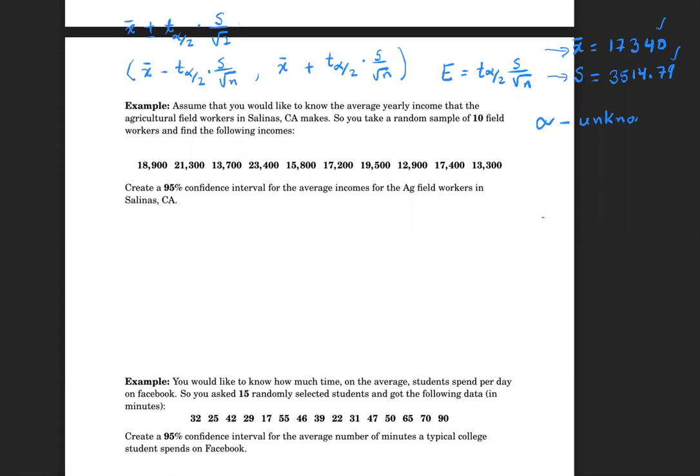Since we do not know sigma, what we need to do is use the sample standard deviation. Remember the difference between sigma and S. Sigma is the population standard deviation. S is the sample standard deviation. We don't know sigma, therefore we have to use the sample standard deviation. So that's why we were finding the sample standard deviation, which is S. In this case, for this problem, it is 3514.79.